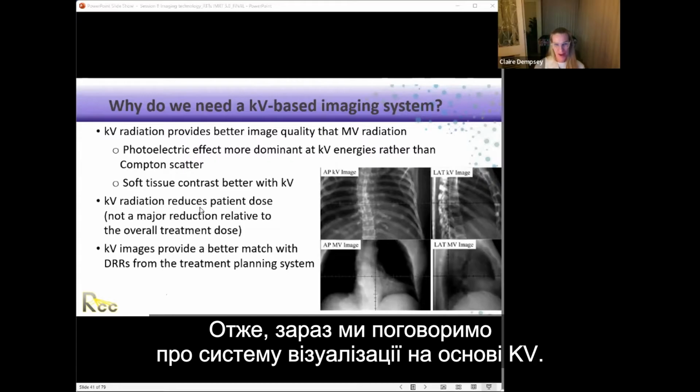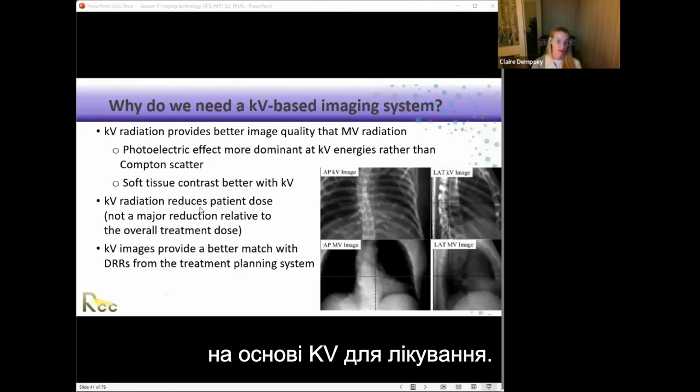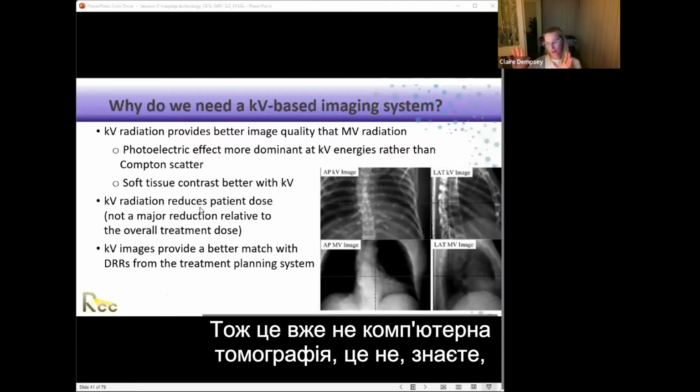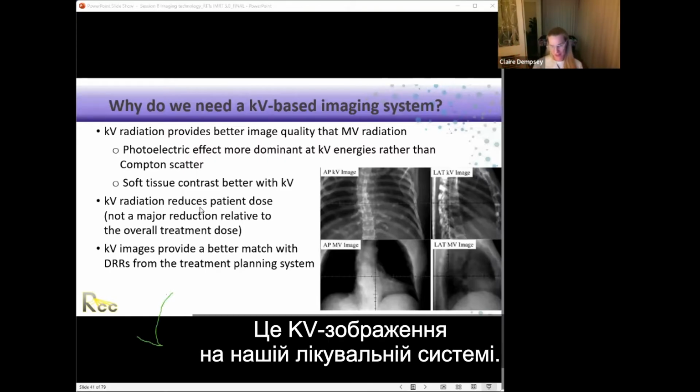So we'll now talk about a KV-based imaging system. And this is when we're talking about KV-based imaging for treatment. So this is now not a CT scan. This is not a C-arm or anything else. This is KV imaging on our treatment system.